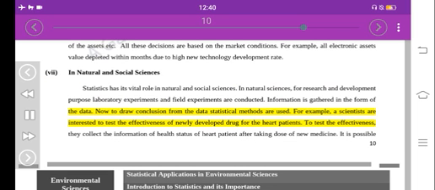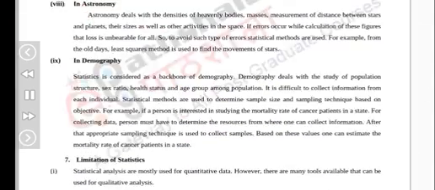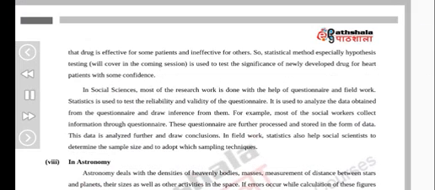For example, scientists are interested to test the effectiveness of newly developed drug for the heart patients. To test the effectiveness, they collect the information of health status of heart patient after taking dose of new medicine. It is possible that drug is effective for some patients and ineffective for others. So, statistical method, especially hypothesis testing, we'll cover in the coming session, is used to test the significance of newly developed drug for heart patients with some confidence.